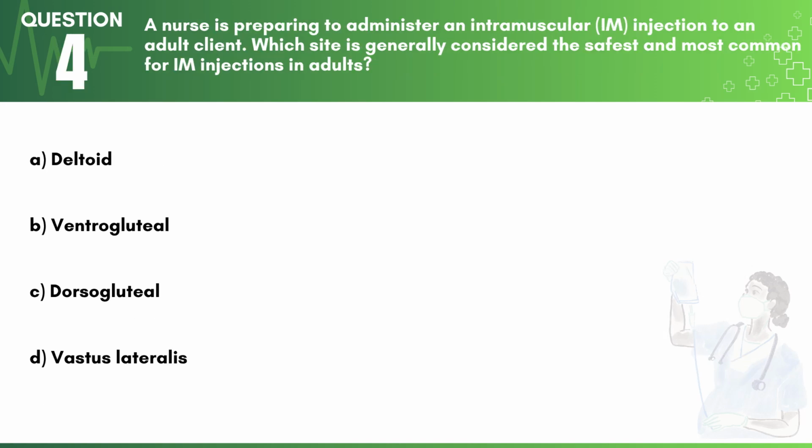Question 4. A nurse is preparing to administer an intramuscular IM injection to an adult client. Which site is generally considered the safest and most common for IM injections in adults? A. Deltoid. B. Ventrogluteal. C. Dorsogluteal. D. Vastus lateralis.